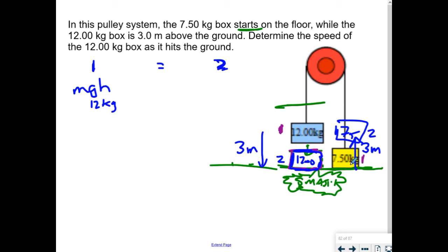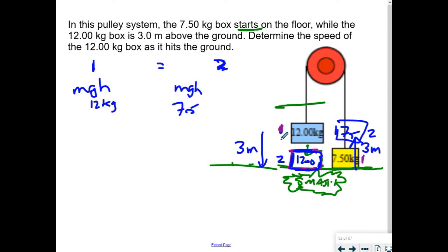Is it above the ground? No. So in scenario 1, this box is really all that's providing the energy. In scenario 2, though, which is now over here, we've got a few things happening. For one, the 7.5 kilogram box is in the air, which means that the 7.5 kilogram box is providing some height. And both boxes are moving.